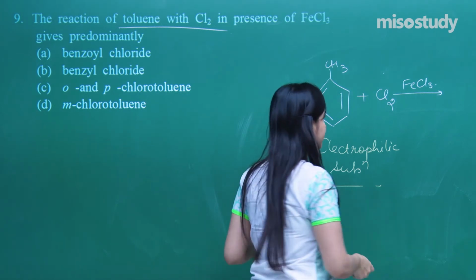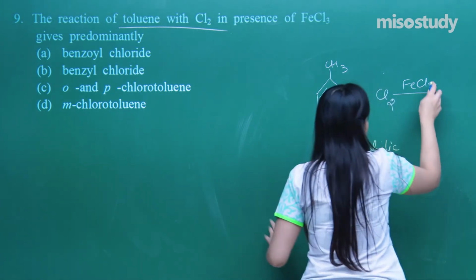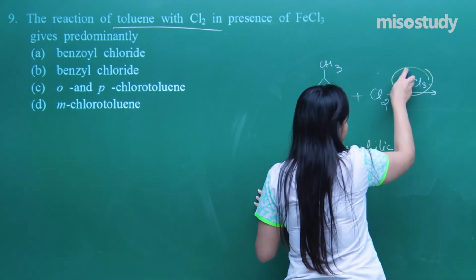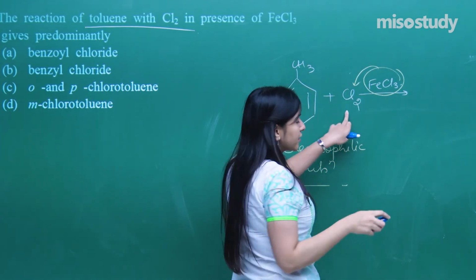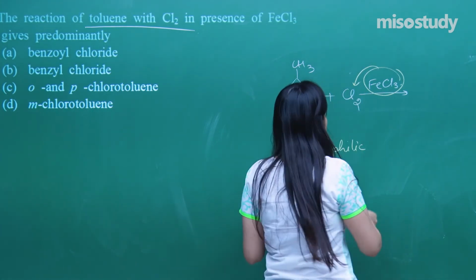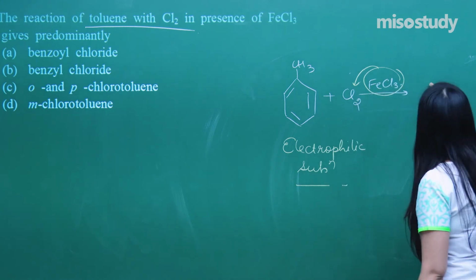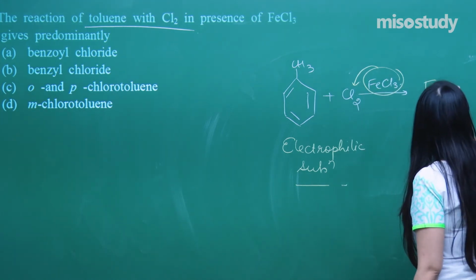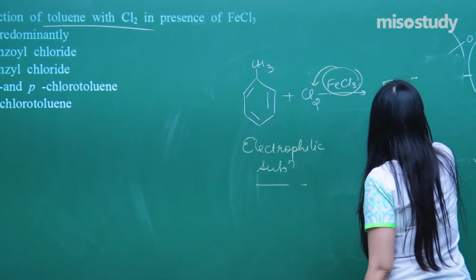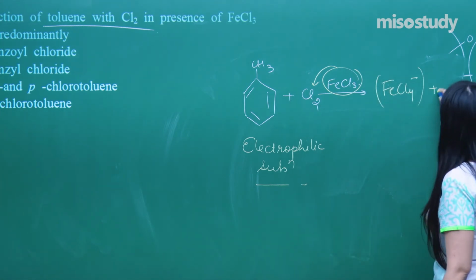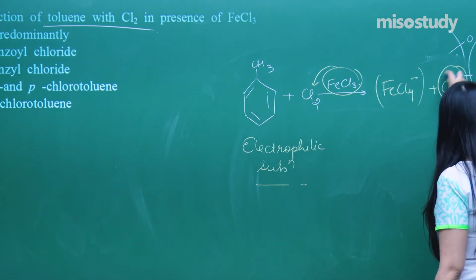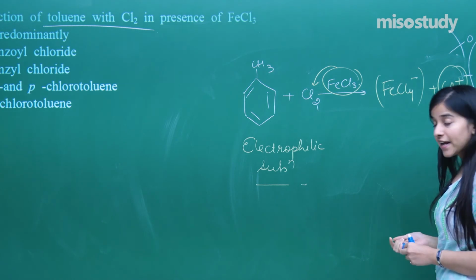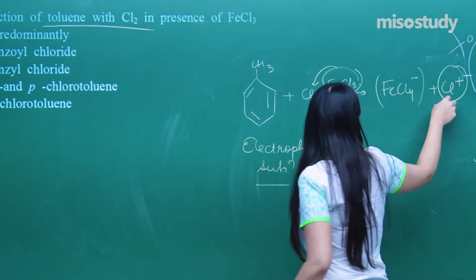So what will be the mechanism? This FeCl3 is electron deficient. It takes one chlorine, and what do we get? We get FeCl4 negative, that is a complex which is formed, plus Cl positive. So this is the electrophile that is attacking now on the benzene ring.